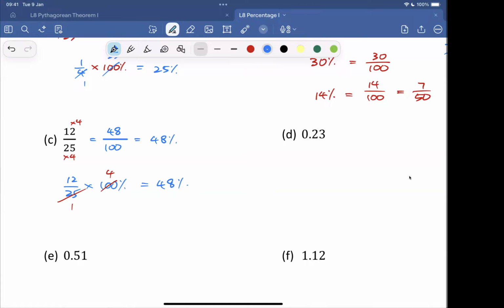Can I test you? Can you use this method? I want you to convert 3 out of 20 into a percentage. Type your answer in the chat, everybody. Let's do it now. 3 over 20. Just multiply by 100%.